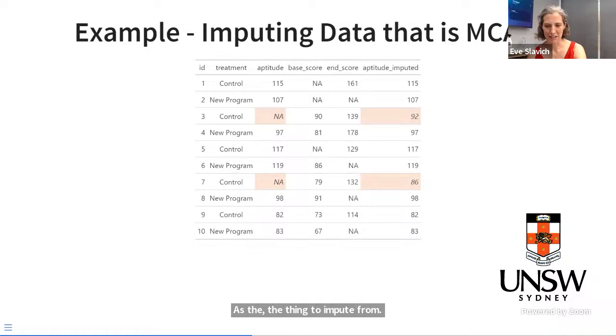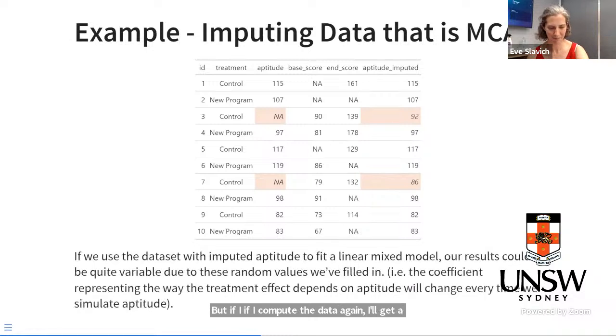But if I just do it once, I've got a complete data set that I could do an analysis on. But if I impute the data again, I'll get a different result. So my results won't be very stable. So we want to have an analysis that's stable, like we can rerun it and get something that's quite similar. So the coefficient for the treatment effect won't change too much if we ran it again.